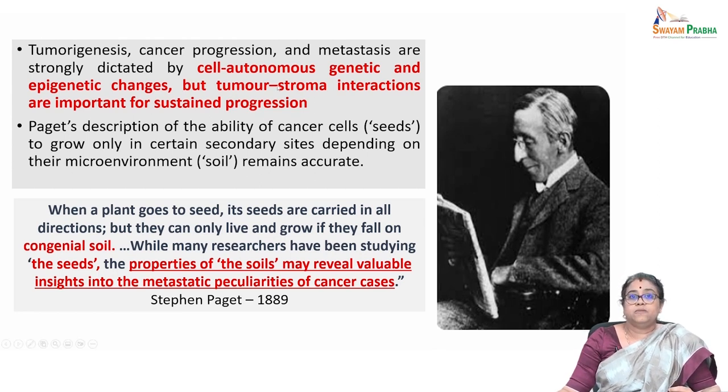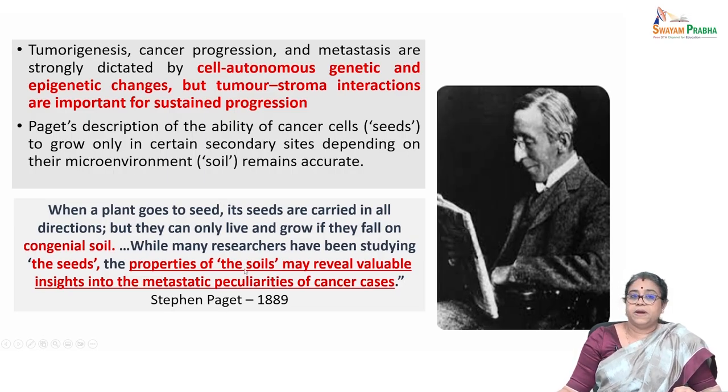But the tumor-stroma interactions are the ones which are very important for a sustained progression of cancer. The cell may have its own mutations, but for a particular cancer to progress in a sustainable way, there has to be very successful tumor and stromal interactions happening. This is what is called the seed and soil hypothesis.